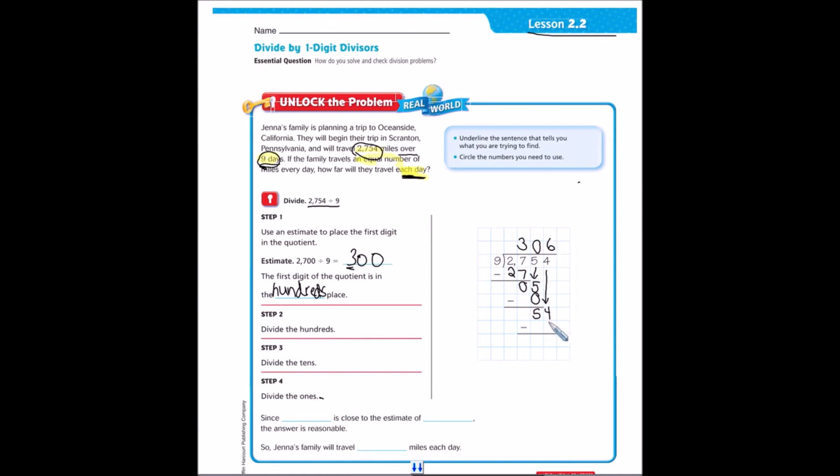Remember, you have in your planner the multiplication chart. You may use that chart to help you to find factors that will get you your partial quotient. So, 9 times 6 is 54. I do my subtraction, and I have no remainders left over. So since my answer, my quotient, 306, is close to my original estimate of 300, the answer is reasonable. So, Jenna's family will travel 306 miles each day.